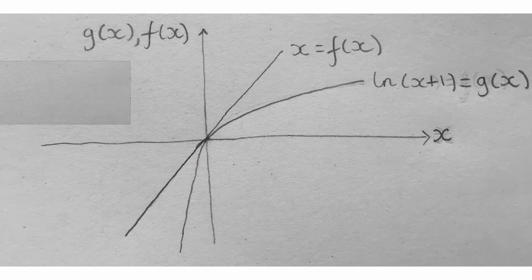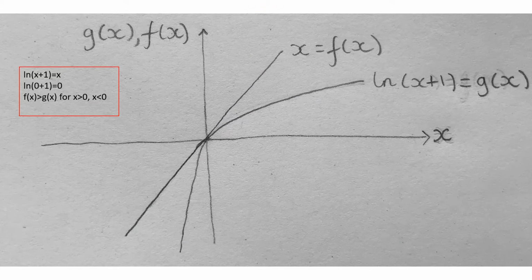Moving on to the second equation, f of x equals x. In order to consider which function is larger, I'm going to equate the two equations. Using our key fact that ln of 1 equals 0, it's relatively easy to see that when x equals 0, ln of x plus 1 equals x, or rather g of x equals f of x. Due to our shape of g of x, we know that this is the only point of intersection between the two functions. We can draw this information onto our graph.